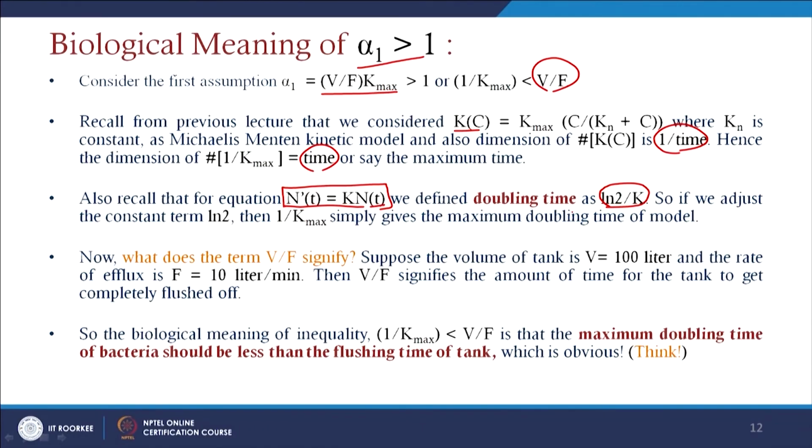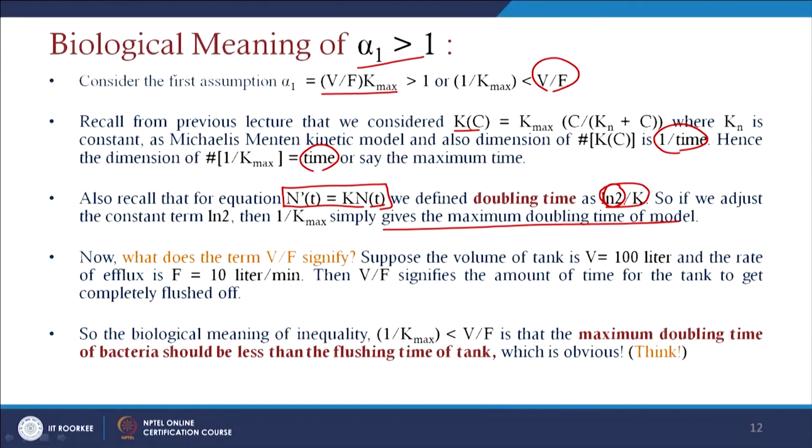So, if we take ln2 as a constant with a fixed value, then 1 by k max simply gives the maximum doubling time of the model. This will be the maximum level of the time period for doubling. Now, what does V by f mean here? In a dimensional analysis way, V by f also gives you a time, comparable to 1 by k max.